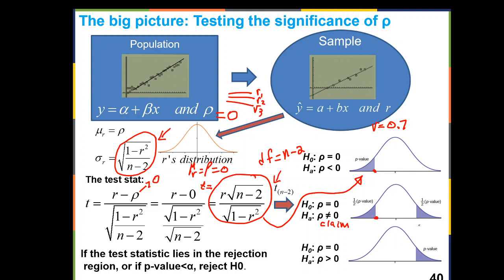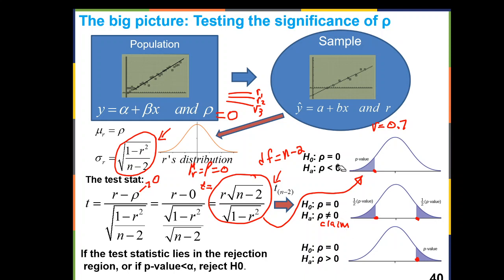They come from the T distribution with degrees of freedom of n minus 2, and depending on what alpha is, right? So alpha is the area in the tail here, or the areas in the two tails. So depending on what alpha is, we can find out these numbers, and then if this number falls in the rejection region, we reject what? We reject that rho equals 0.